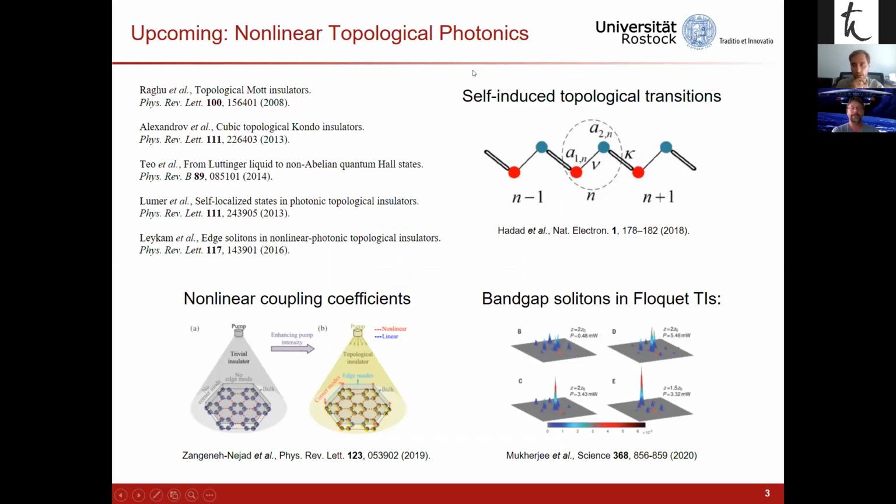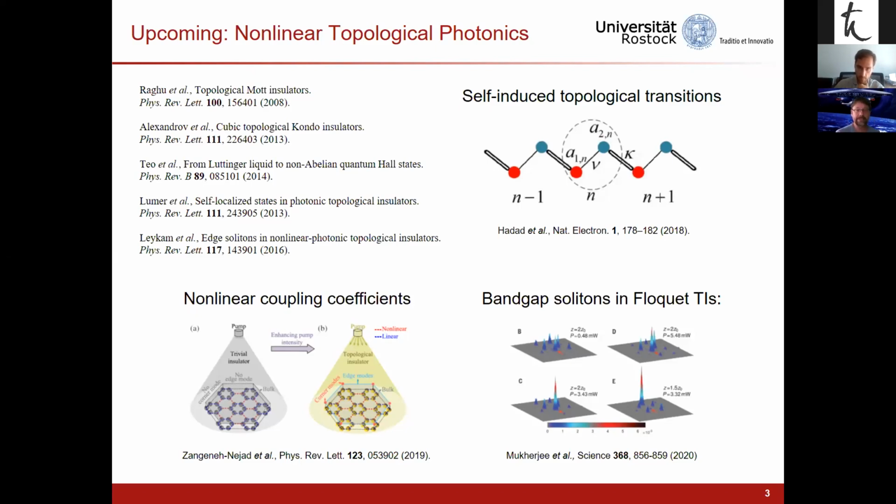Okay, and recently there is a new upcoming topic: nonlinear topological photonics. Most of the stuff we did before, actually all of the stuff we did before, is linear. And just recently, people realized that doing nonlinear stuff is pretty cool. There are a lot of theoretical proposals, shown on the upper left. This is just a small excerpt of what you can do in nonlinear topological insulators. And then there were a few experimental implementations, like self-induced topological transitions, nonlinear coupling coefficients, bandgap solitons, and Floquet TIs. So this was nonlinear already, but in the end, they all observed linear edge state dynamics.